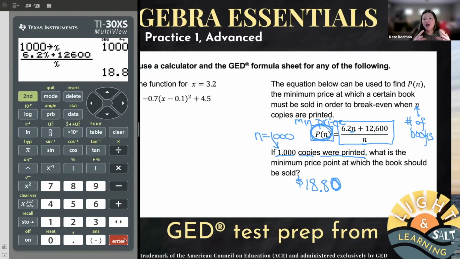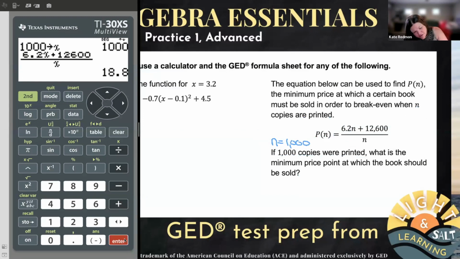Now, like I said, for college, you won't necessarily have this calculator, and you need to know how to do substitution by hand. So let's try it that way for those of you who are college bound. So yes, you would need to be able to do the substitution yourself. So you would need to be able to say, well, the function value when n is 1,000, so P of 1,000 is equal to 6.2. And again, everywhere I see n, I'm going to plug in 1,000 plus 12,600 all over. And that was an n, so now it'll say 1,000.